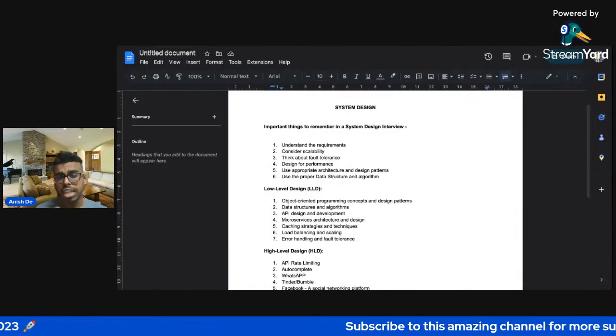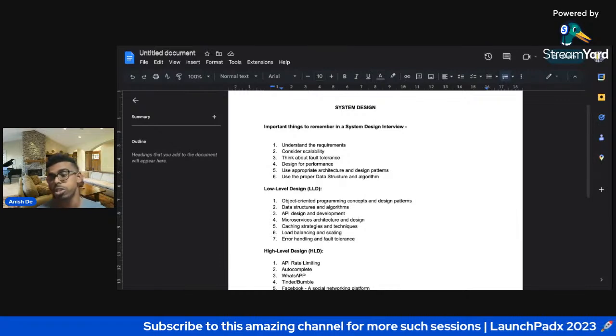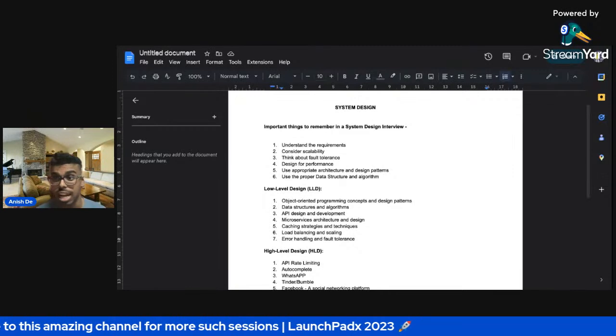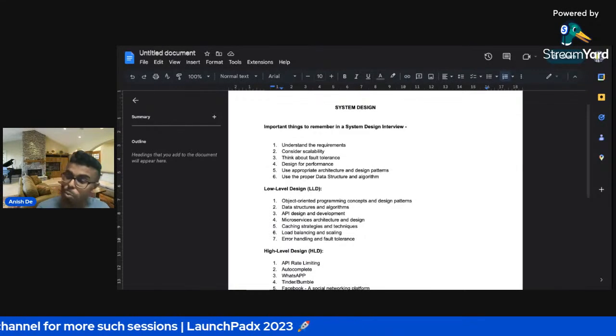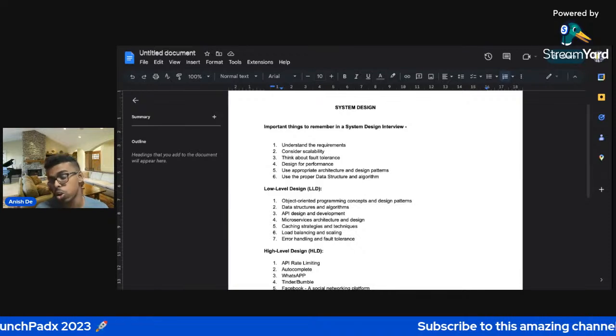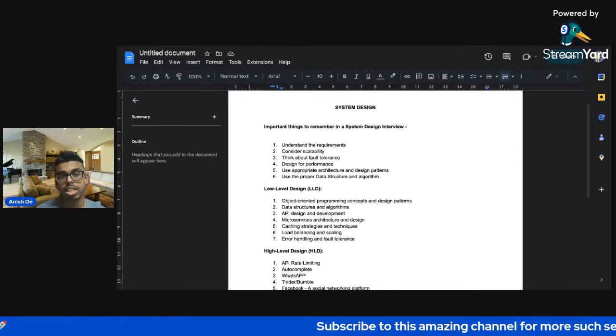Okay, and the last thing is error handling and fault tolerance. If some component of your system fails or is not working, how do you handle that, how do you keep the system working even if some components are not working? Okay, so these are some of the very important topics of low level design.